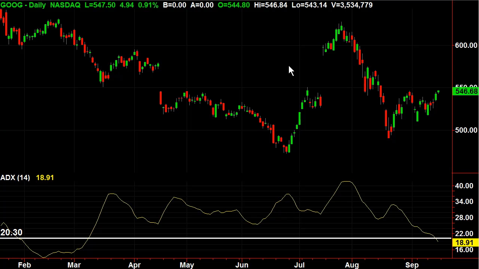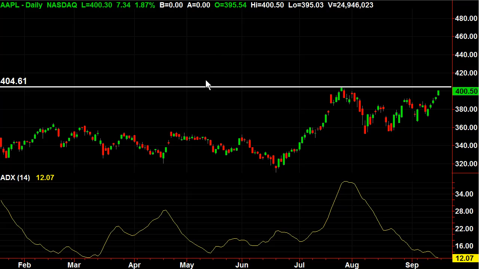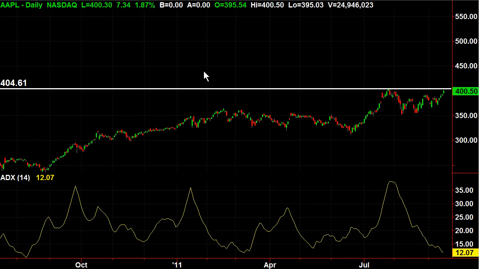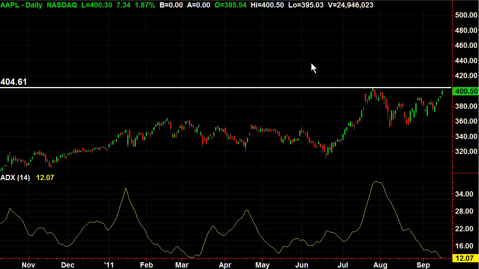So we're going to leave Apple alone, AAPL. And this is a good way to kind of filter through the markets to tell whether you should be messing with it or not. Obviously, you can see Apple is at 12.07. It's in a non-trending environment, so you're going to leave that alone.